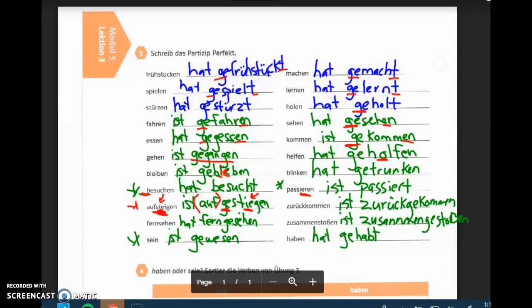Zurückkommen, ist zurückgekommen. Fernsehen, hat ferngesehen. Zusammenstoßen, ist zusammengestoßen. Sein, ist gewesen. Haben, hat gehabt. Good luck. Keep practicing those.